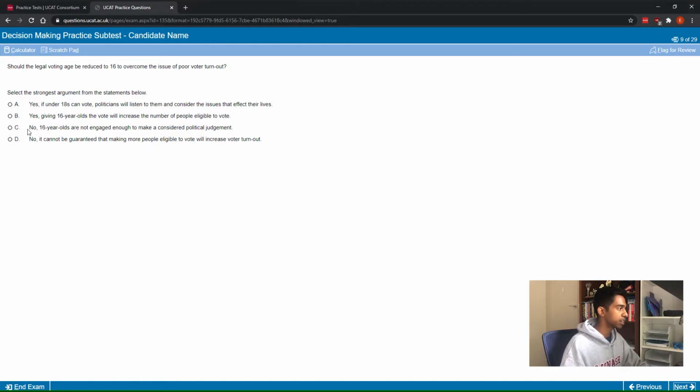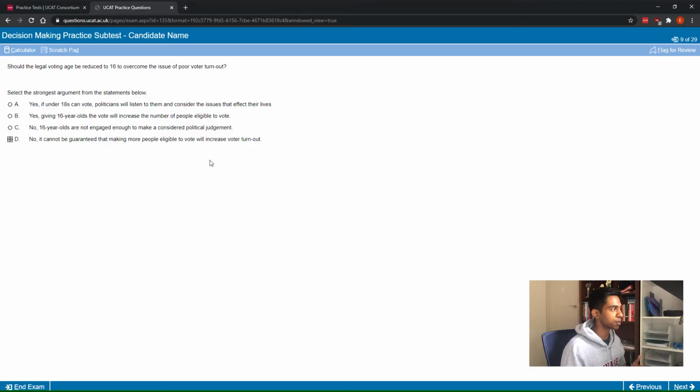And then with C, no, 16-year-olds are not engaged enough to make a considered political judgment. This has nothing to do with this question, so this would not be the strongest argument as well. And then finally D, no, it cannot be guaranteed that making more people eligible to vote will increase voter turnout. And so this, you can see, actually addresses this question stem a lot better than all of the other options. So this would be the correct answer, because it addresses directly this issue of poor voter turnout, which is introduced in the question stem, and it addresses that directly.